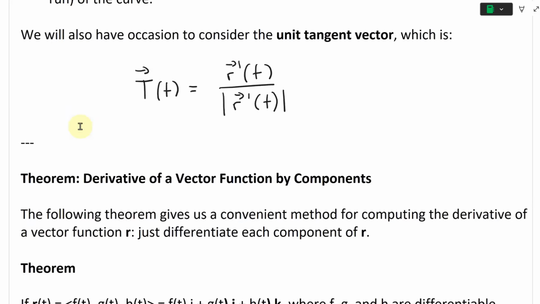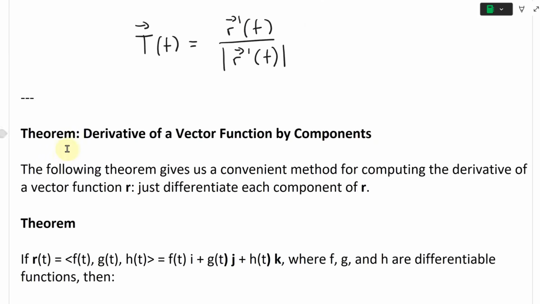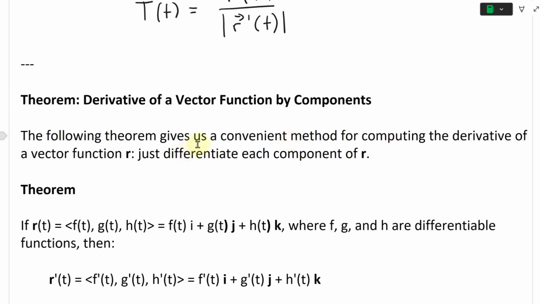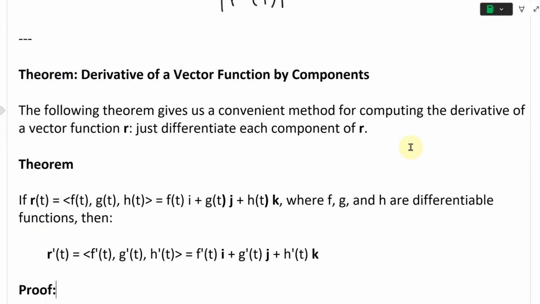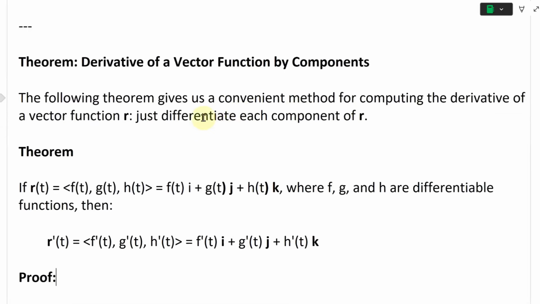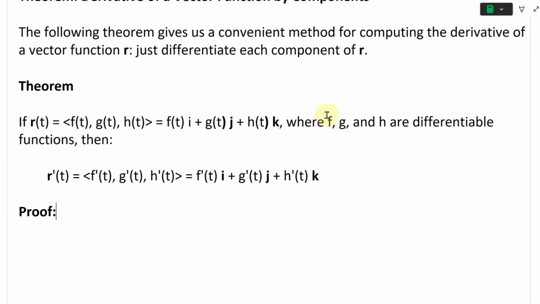All right, now let's move forward and look at this theorem. This is the derivative of a vector function by components. The following theorem gives us a convenient method for computing the derivative of a vector function r: just differentiate each component of r. So basically, to find the derivative of this vector function, just differentiate each component. Pretty straightforward.